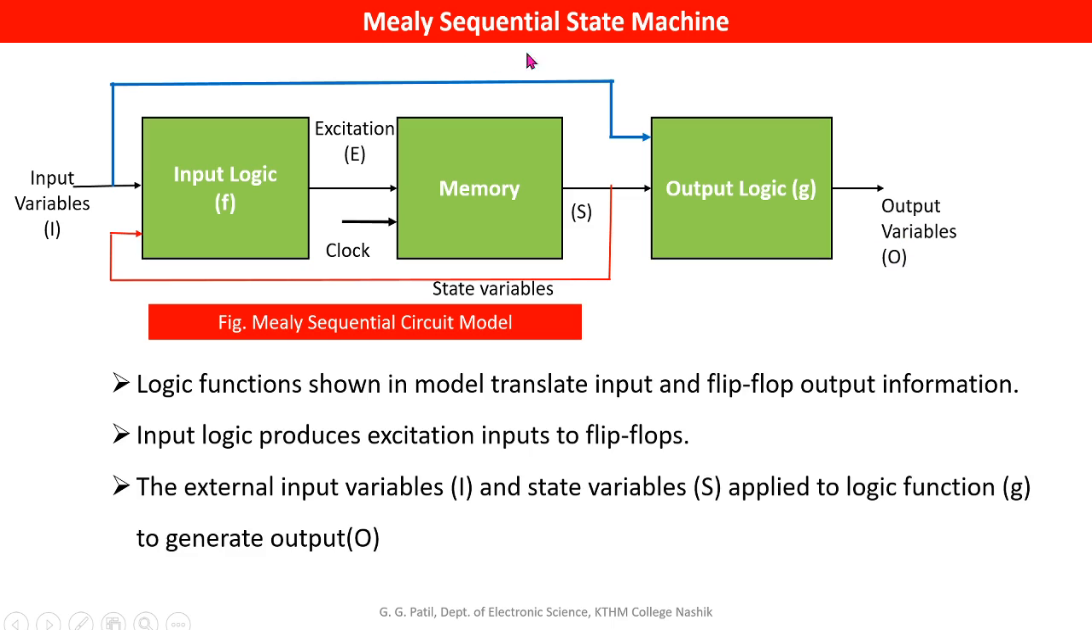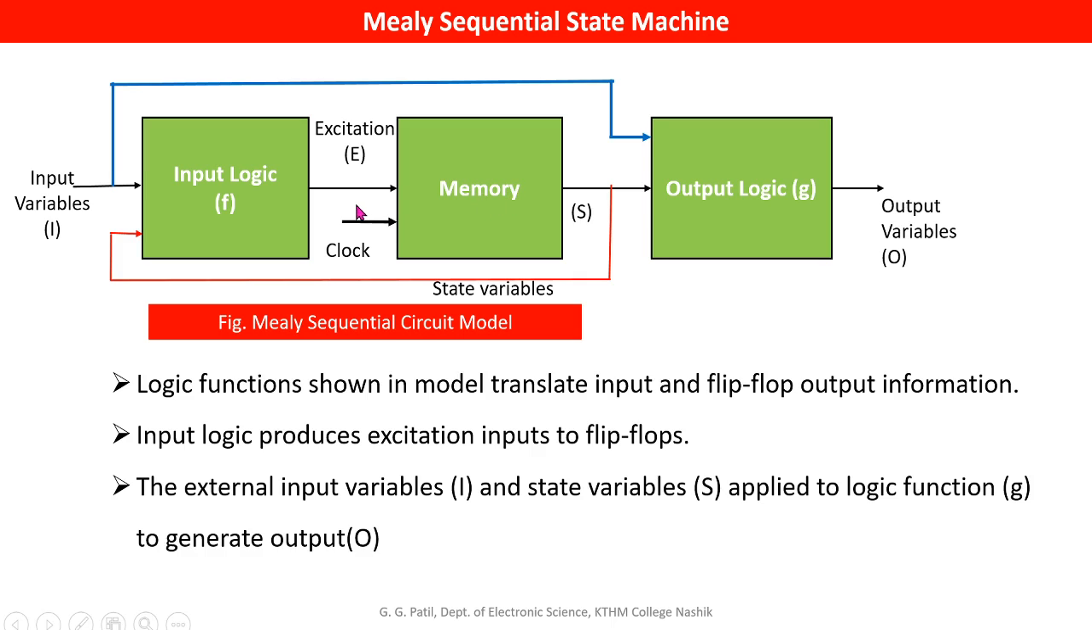So this is a Mealy sequential state machine. Three blocks: input logic block, memory block, output block. The input logic block has two input variables. One is the input variable I and another input is S. It generates the excitation output and gives it to the memory.